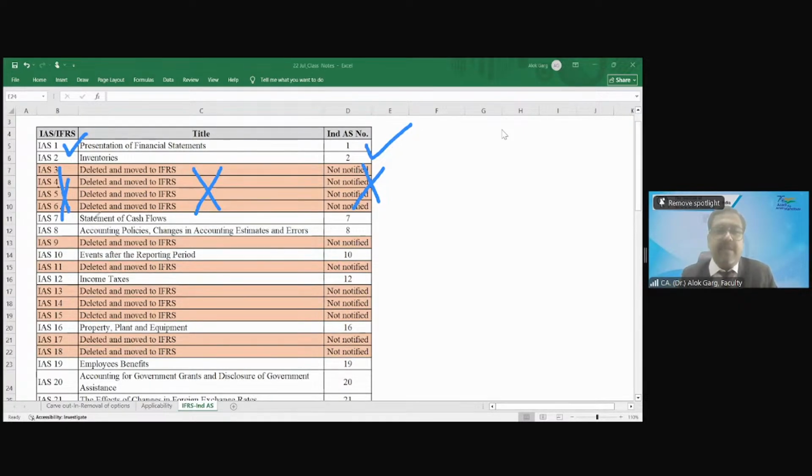Okay. Same way, IAS 8 is there and we have Ind AS 8. IAS 9 is not there. Why? Because deleted and moved to the IFRS series. There is no Ind AS 9, no Ind AS 11, no Ind AS 13, 14, 15, and no Ind AS 17, 18. Why? Because we don't have an IAS series of standards for those areas. Is that clear to everyone, friends?